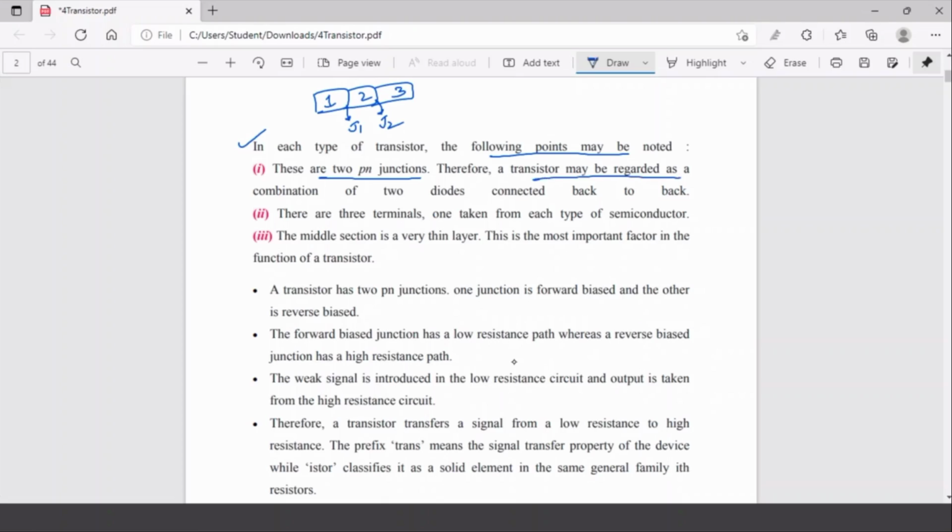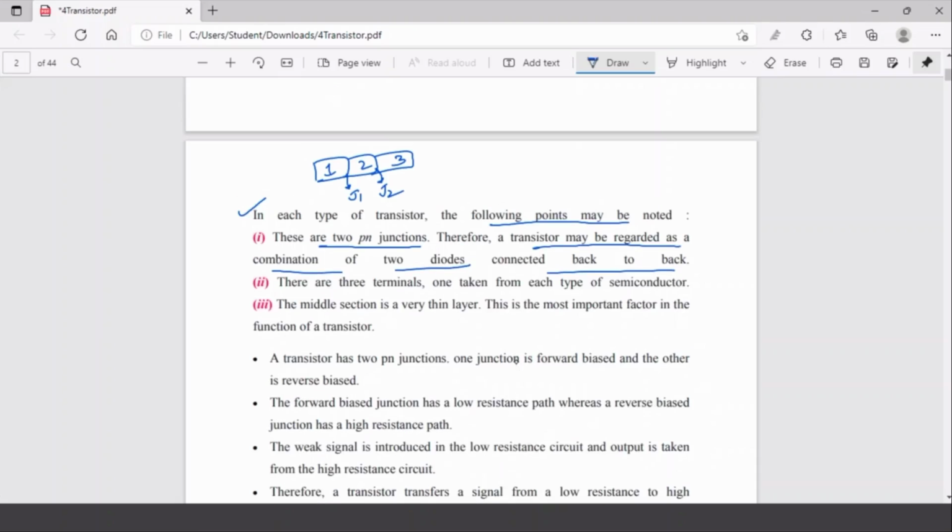So a transistor may be regarded as a combination of two diodes which are connected back to back. Why are we saying back to back? Because if this is an NPN connection, then how do you represent this? Between P and N there is a diode in this particular fashion, and between the P and N junction here, second junction J2, there is again another PN junction diode having an anode and cathode. And this is known as two diodes connected back to back.